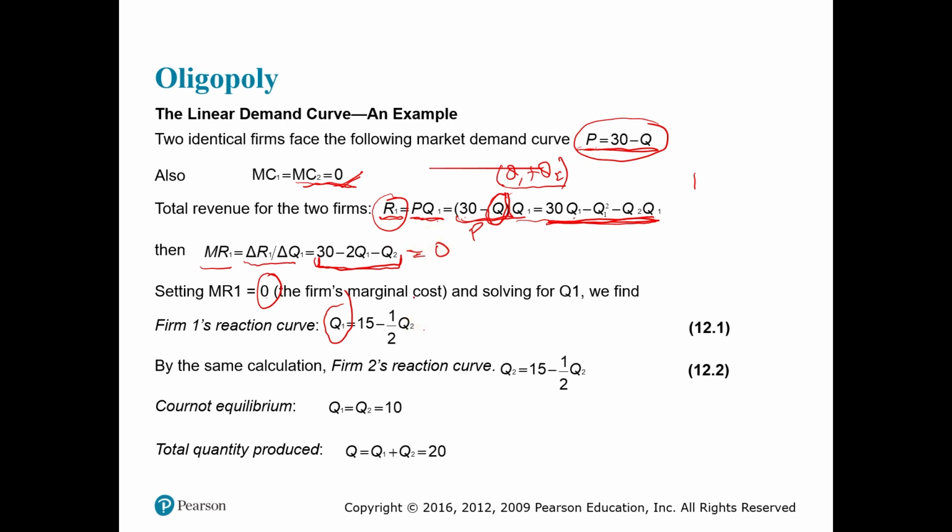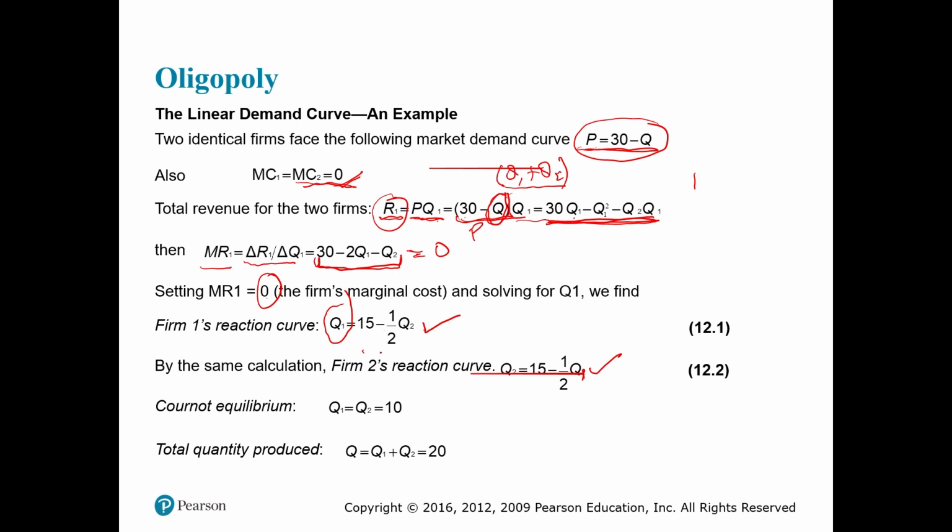So this is the reaction equation, the reaction curve for firm 1. On similar grounds, we can find the reaction curve for firm 2 as well, and this one is very similar. There is no difference except that it is Q2 here and Q1 there, so you have to be careful. Now if the marginal cost is the same and the marginal revenue is the same, they're going to produce equal quantities, so Q1 is equal to Q2.